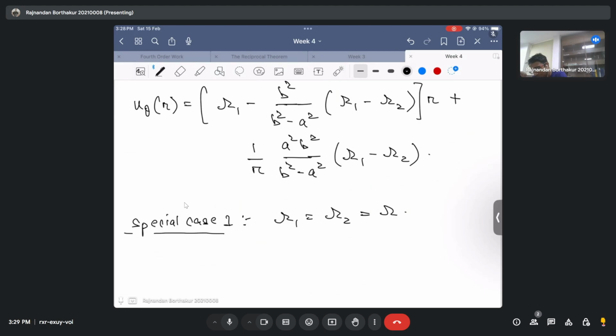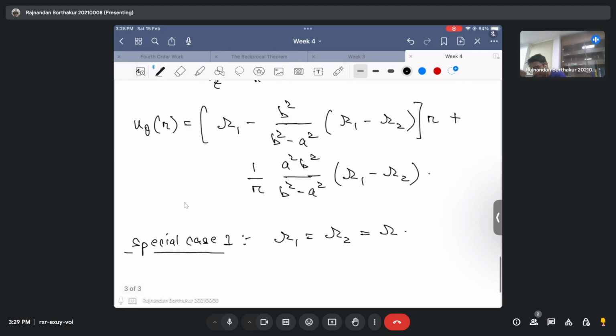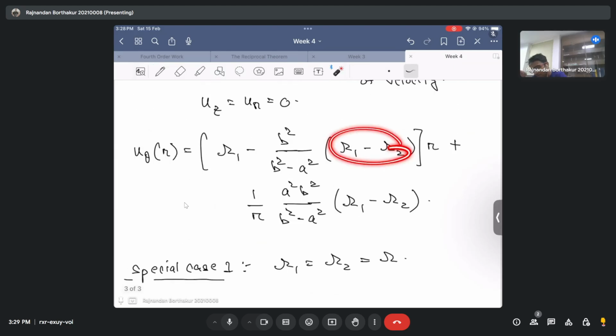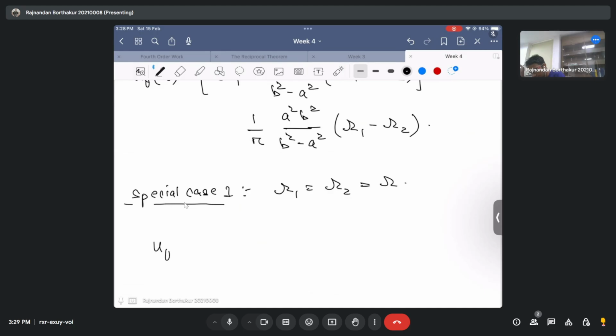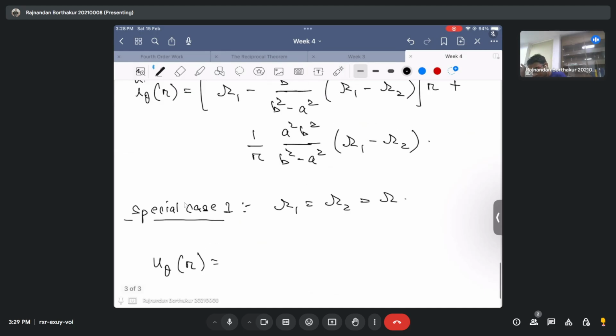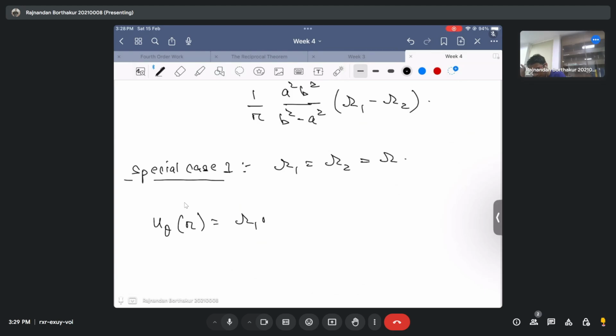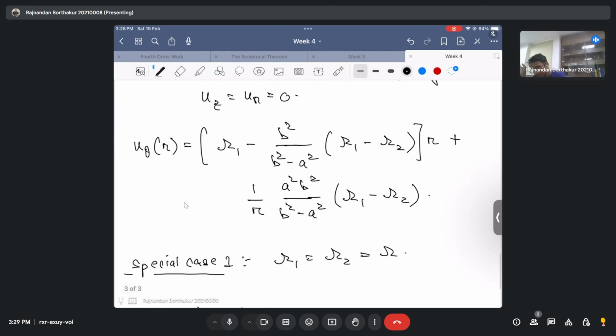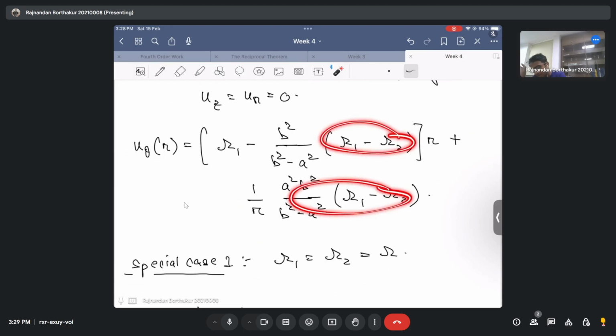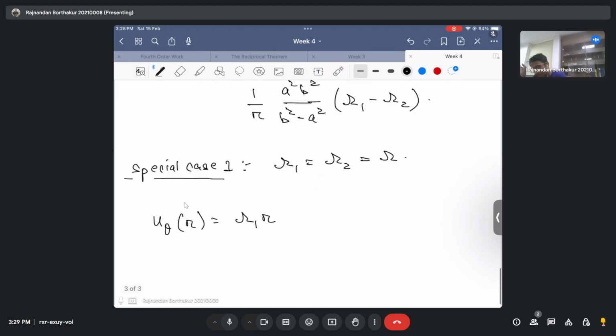So in that case, if I substitute this in this expression, you can very nicely see that the omega 1 minus omega 2 terms would simply go out, which means I just have that my u theta, which is a function of r, is equal to omega 1 times r. That's it. Since these are equal, those terms basically go, and I just have omega 1 times r. And since omega 1 is equal to omega 2 is equal to some generic omega, I can now write that u theta as a function of r is omega times r.